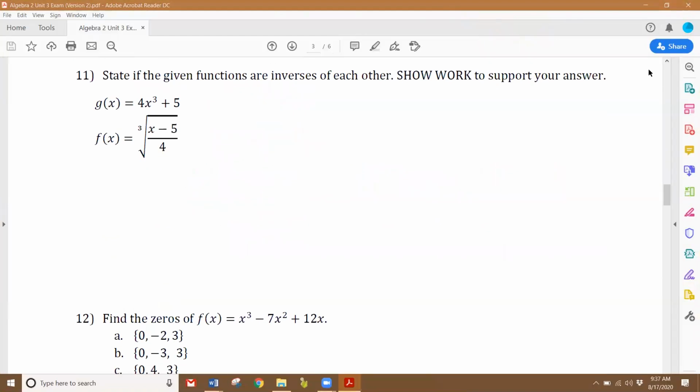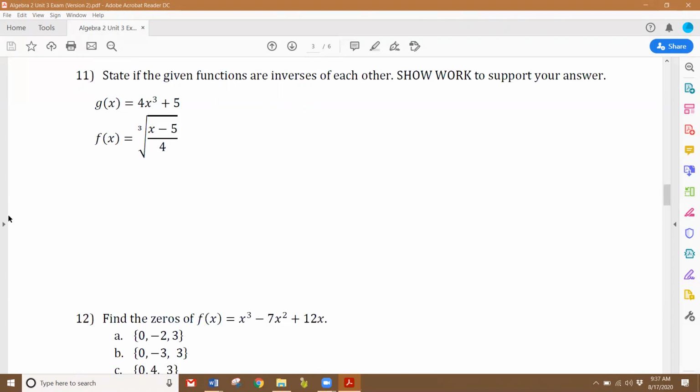Question number 11, state if the given functions are inverses of each other. You cannot just write yes or no and get full credit. You have to show me how you know they're inverses or they're not inverses of each other. So pick one of them, it doesn't matter which one, and find the inverse of it. If it exactly matches the other one, then they're inverses. If it doesn't, they're not.